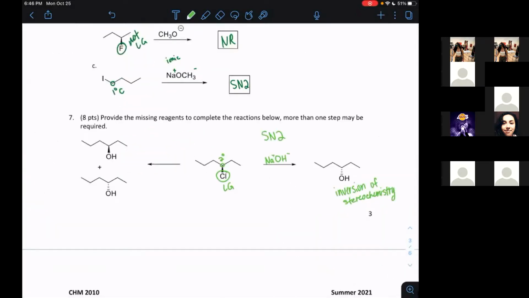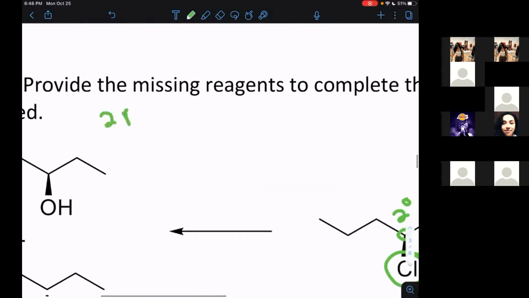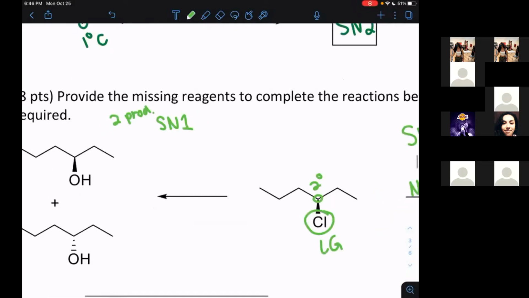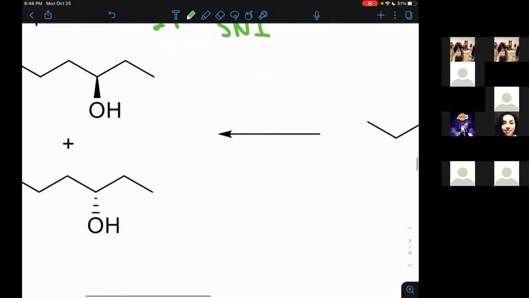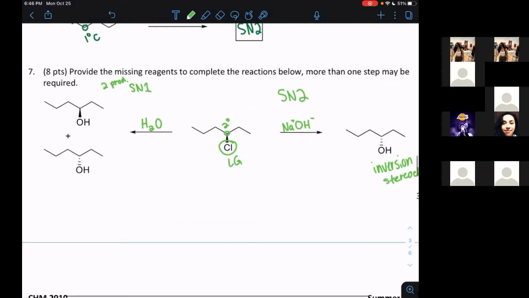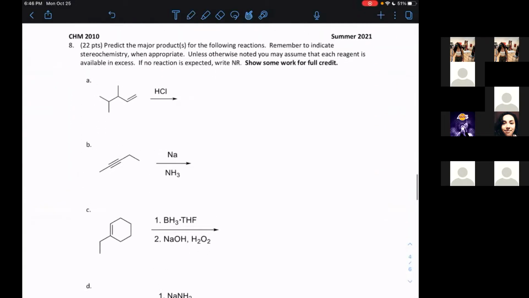That's that one. This one has 2 products. So that's SN1. So then the SN1 reactant that'll make this is going to be H2O, because it'll end up being deprotonated and then you just end up with OH. That's that one. And then we could just go to 8.